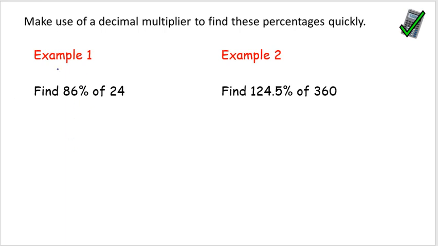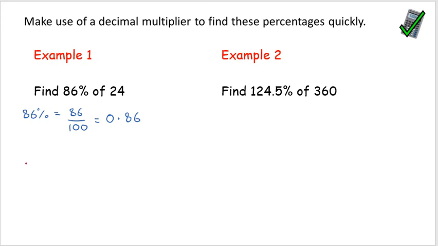So I first need to work out what multiplier I'm going to use. So to find 86%, well, I know that 86% can be written as 86 over 100. And therefore my decimal equivalent would be 86 divided by 100, which is 0.86. And in future I will miss out the fraction step and go straight to the multiplier. So to find 86%, all I need to do is multiply by its decimal equivalent, 0.86.